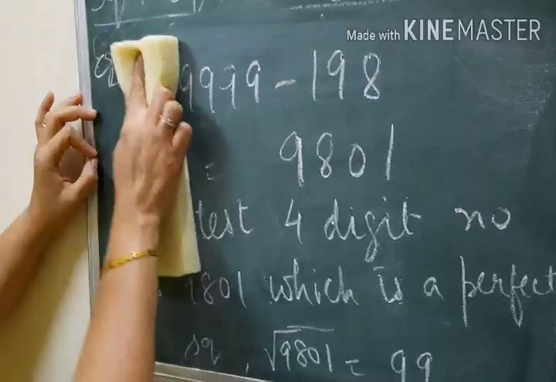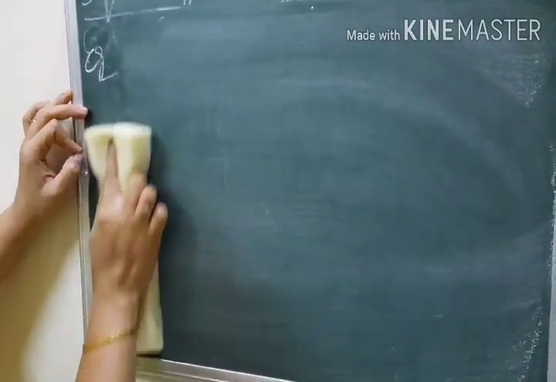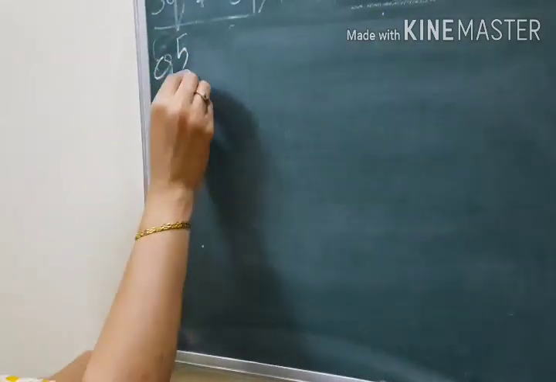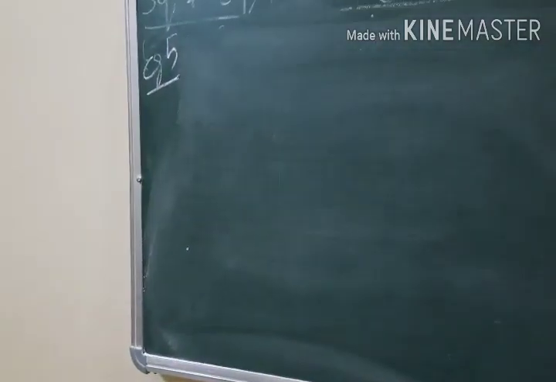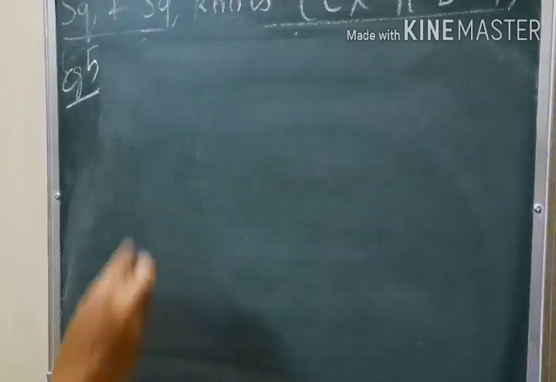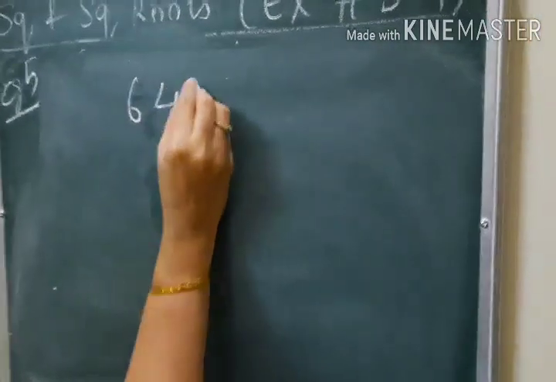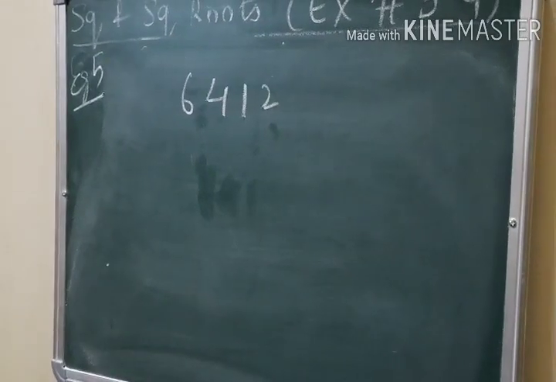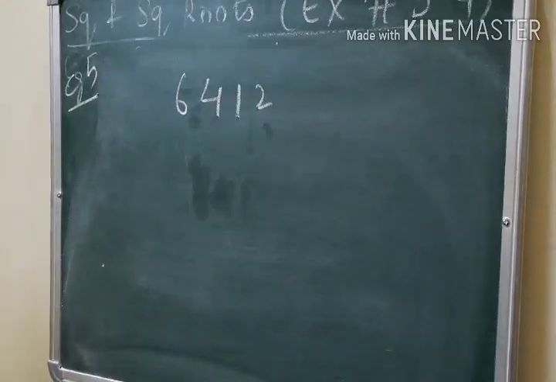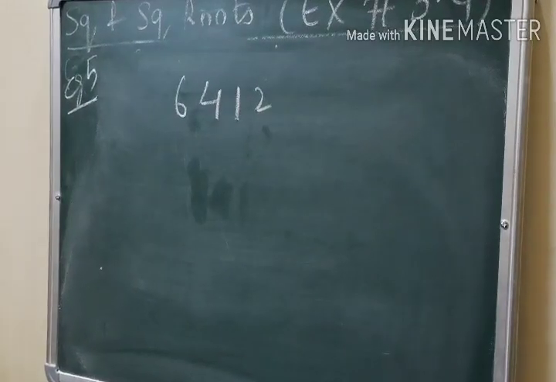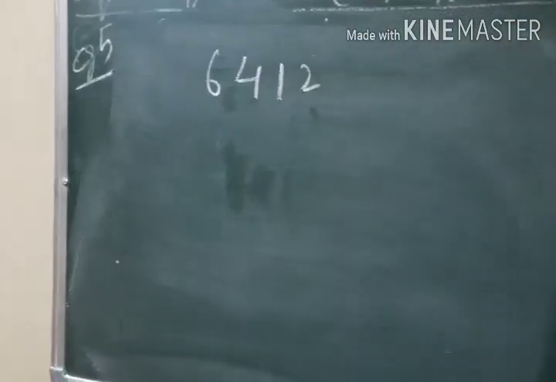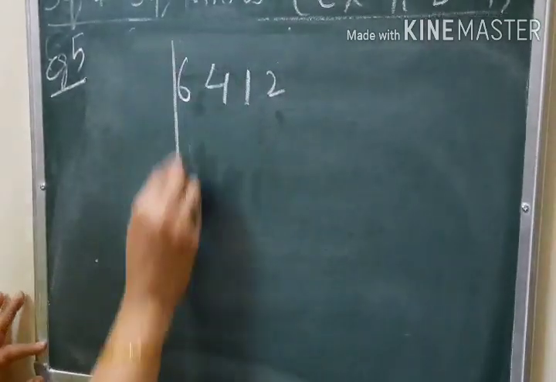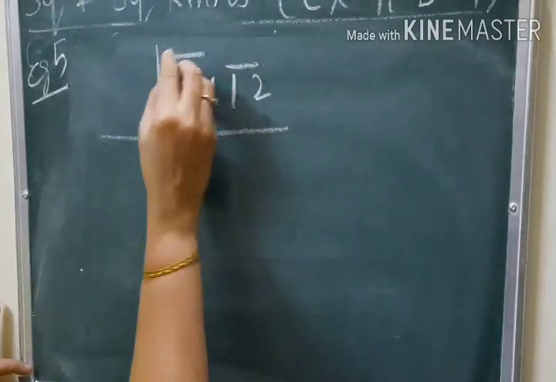Now we will be doing the question related to addition. Example number 5. Find the least number that must be added to 6412 to get a perfect square. Which must be added to. That means again this is not a perfect square, something needs to be added to it to get a perfect square. Right? So again we'll follow the same method. We'll just do the long division.